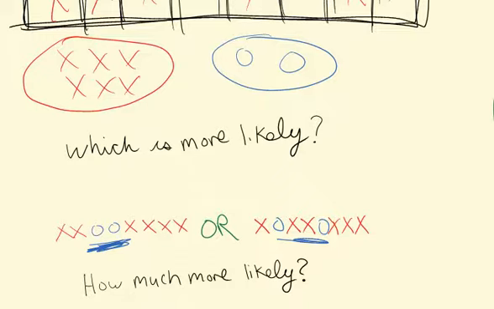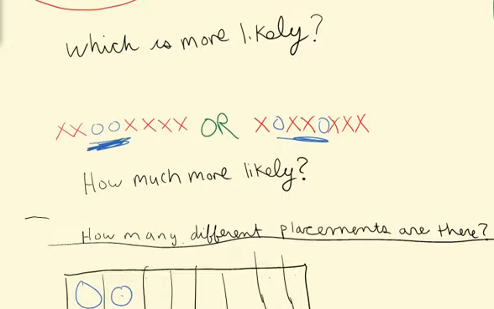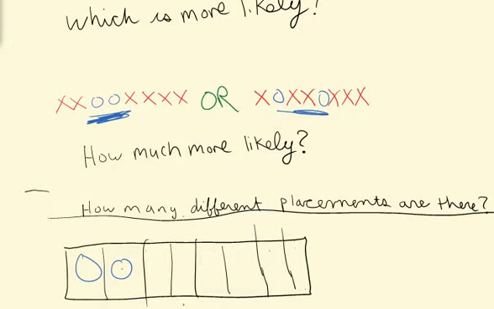All right, so how would I figure out which is more likely? Well, I just count it. Just count the different placements we could have. So first, how many different placements are there? Well, here's one placement. There's the O's in the 2 leftmost spots, and then I'm not going to write the X's, but the X's would be in the 6 to the right, these 6 spots.